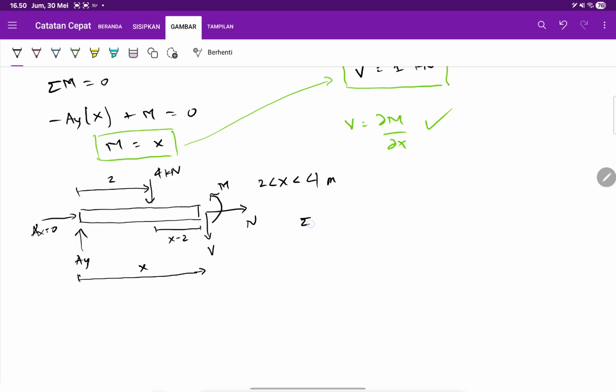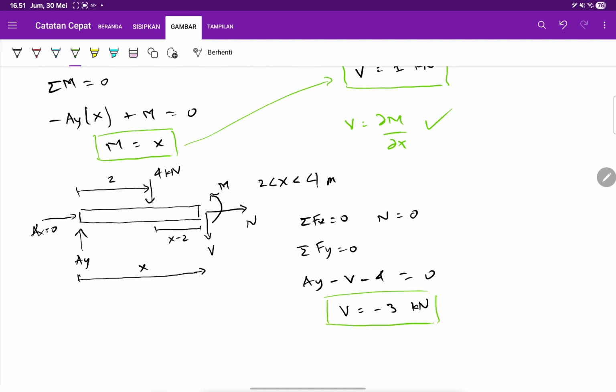And then sigma Fx equals 0. Your N will be 0 because your AX equals 0. And then sigma Fy equals 0. Here you have AY minus V minus 4, the 4 kilonewtons, equals 0. Then your V will be 1 minus 4, so minus 3 kilonewtons. Yeah, that is your internal shear force V.